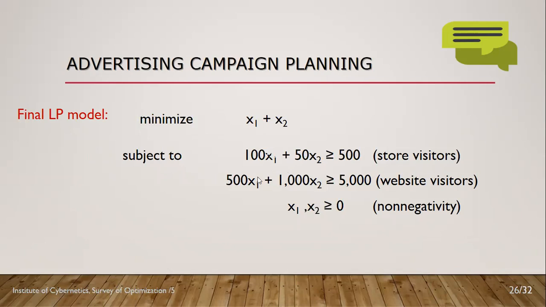Similarly, we determine the coefficients for the website visitors constraint. And of course, the non-negativity constraint for the decision variables. So here are three constraints. So we formulated an LP model, and it was easy to do, of course. So now going back to the implicit assumptions of LP and trying to analyze each of them.